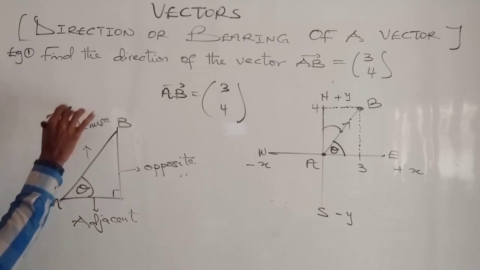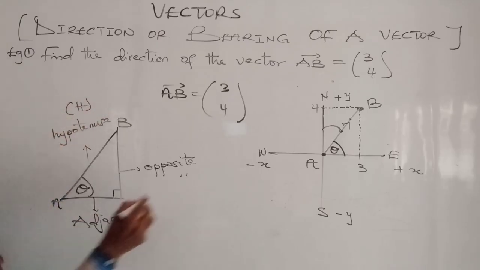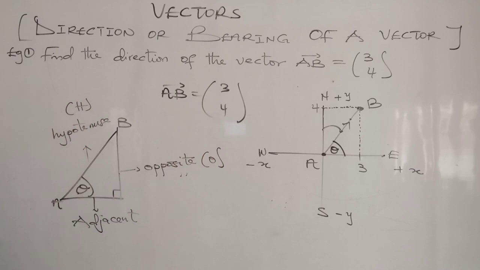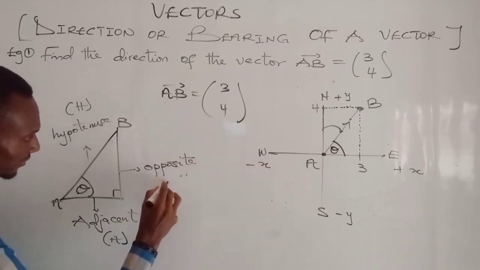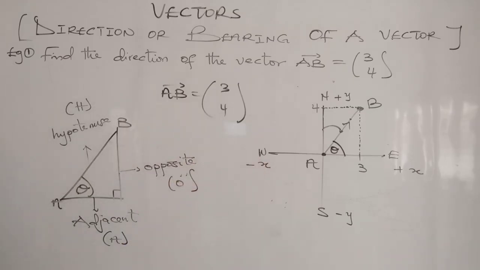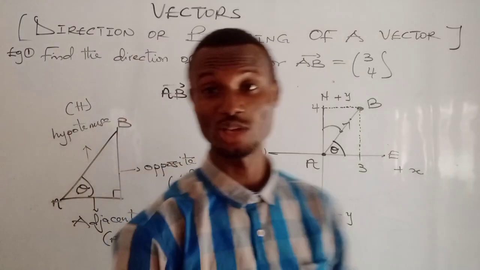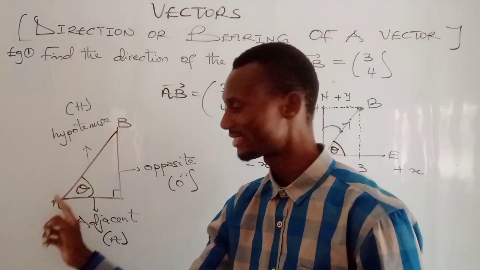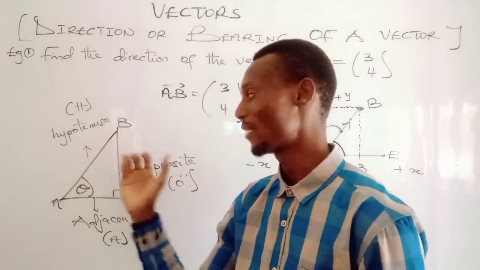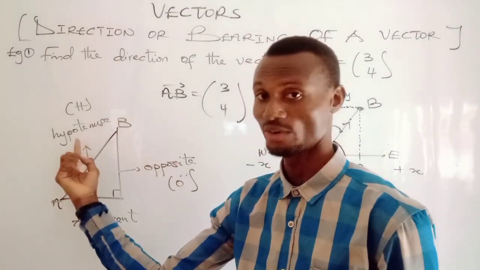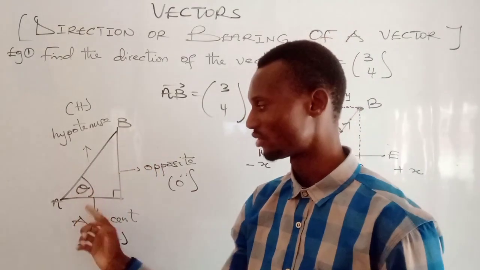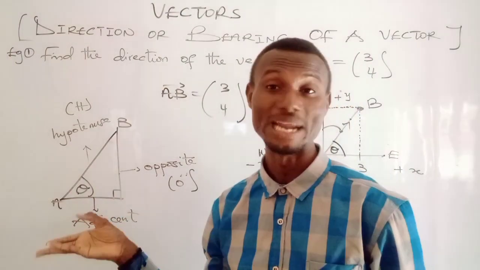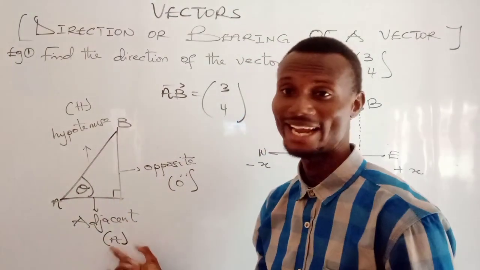Let me represent the hypotenuse by H, the opposite by O, and the adjacent by A. Let me put it here instead. This is the labeling that you are supposed to know. The slanted side, or the longest side of a right angle triangle, is called the hypotenuse. The side opposite to the angle theta formed here is called the opposite, and the third side, which normally forms the base of the triangle, is the adjacent.